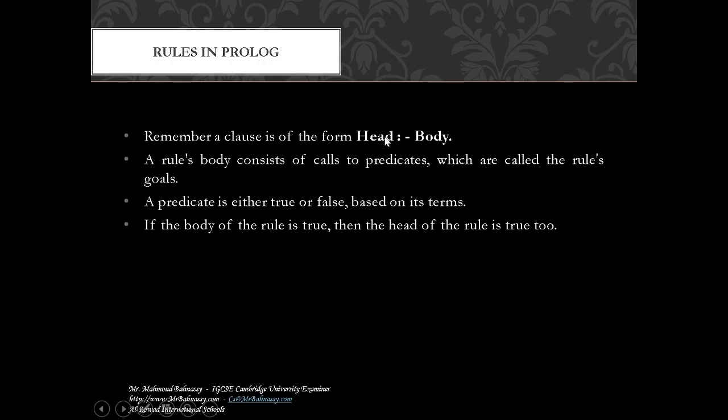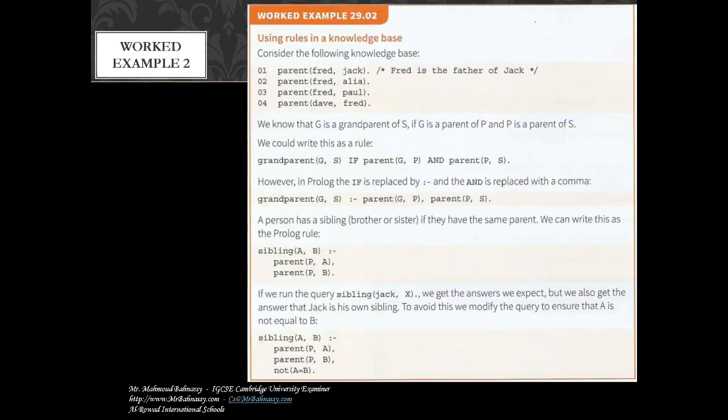The rules in Prolog, we already talked about in the previous example as well. A rule in Prolog consists of a head, colon dash, which means if, and the body, which are the conditions. As we saw in one of the previous examples, let's go back for this one. We have the sibling A, comma B, if the parent of A is P, and the parent of B is P. So we have here the head, which is the first part of the rule, and the second part is called the body.